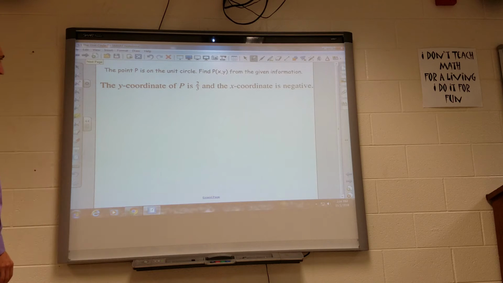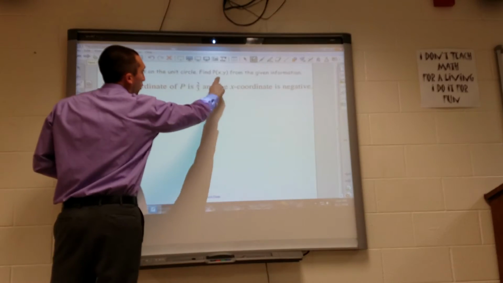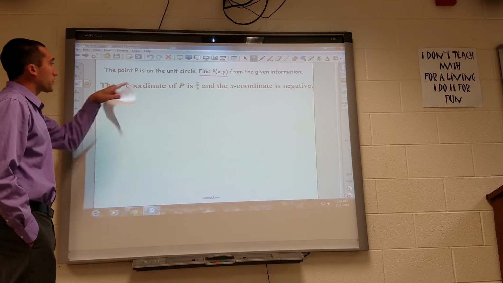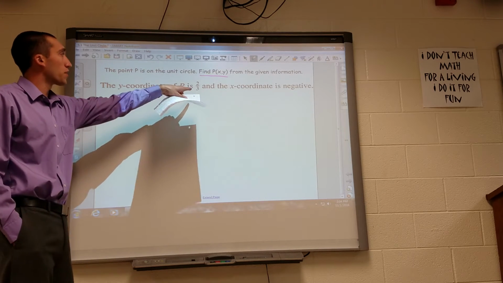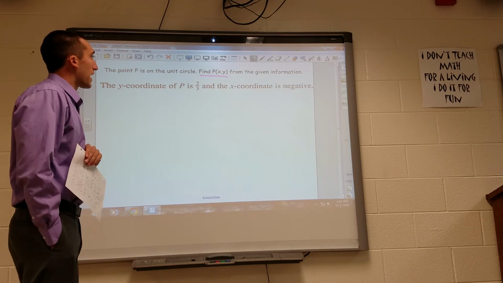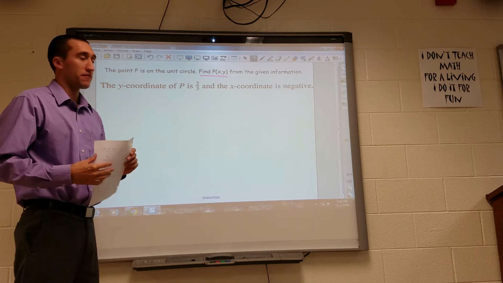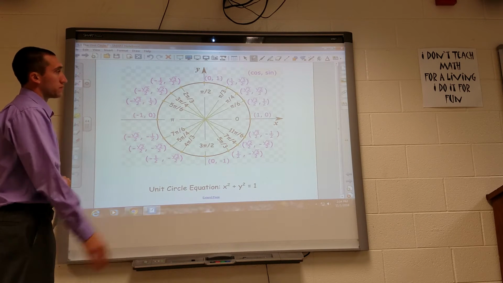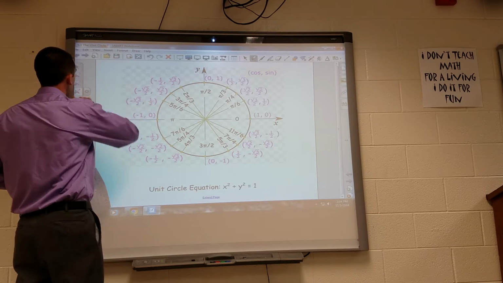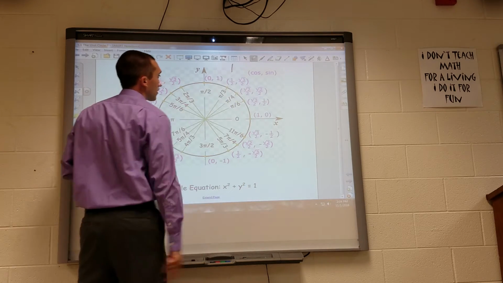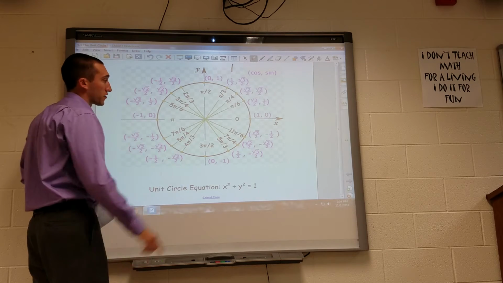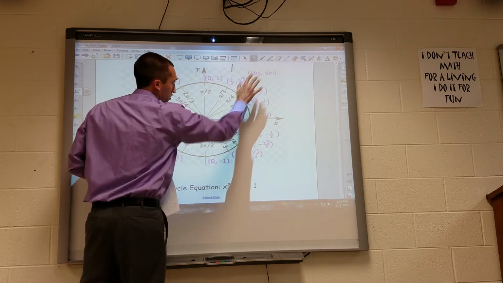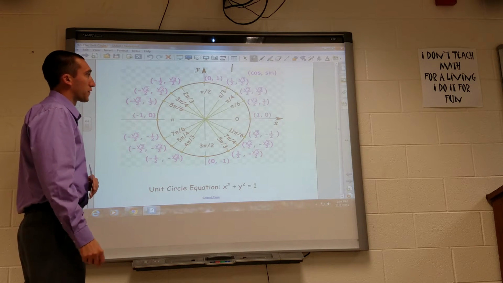Next, they're telling us that some point P is on the unit circle. They're telling us in this point P, the y-coordinate is 2/3, and the x-coordinate is negative. So, if we go back to our unit circle, we should all know that in the first quadrant, both x and y are positive, right? As my x values get larger, my y values also get larger, right? More positive in the first quadrant.